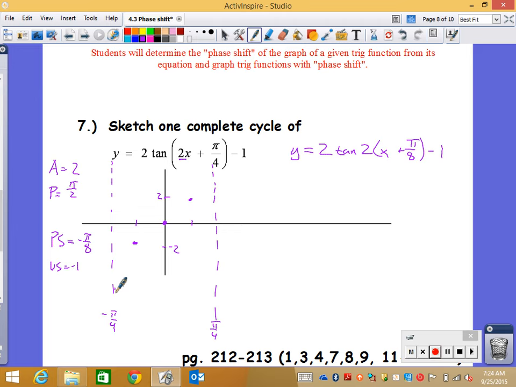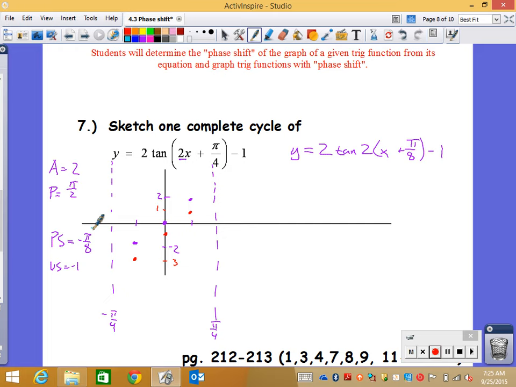However, with my vertical shift, everything is shifted down 1. So this point moves down to 1, down to negative 1, and then down to negative 3. And then lastly, so this is everything without the phase shift, sorry. I have to move everything to the left pi over 8. Now when I say I have to move everything, that means I also have to move my asymptotes. All of my asymptotes, all my key points, everything, they move over to the left pi over 8.